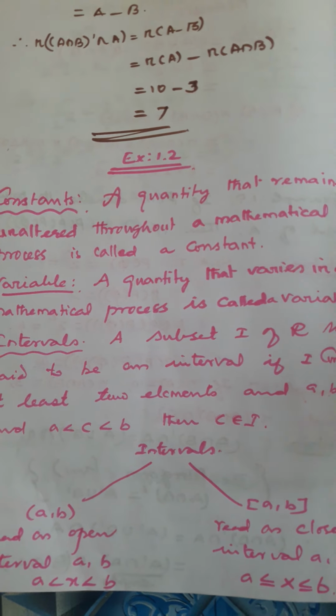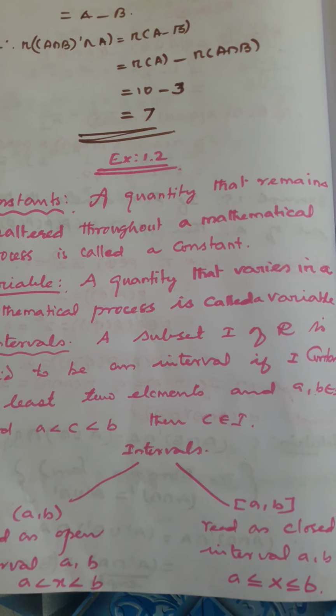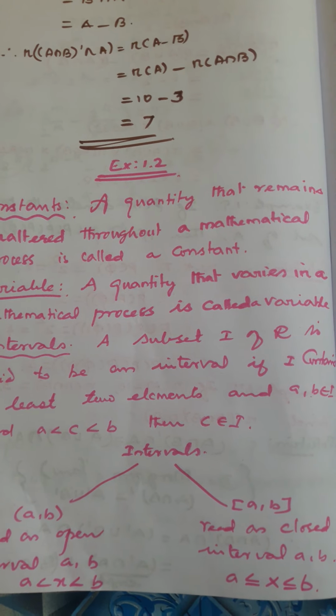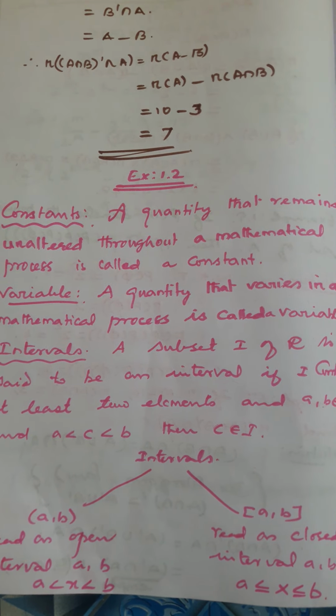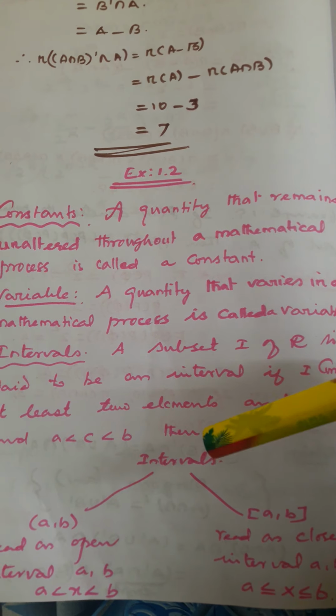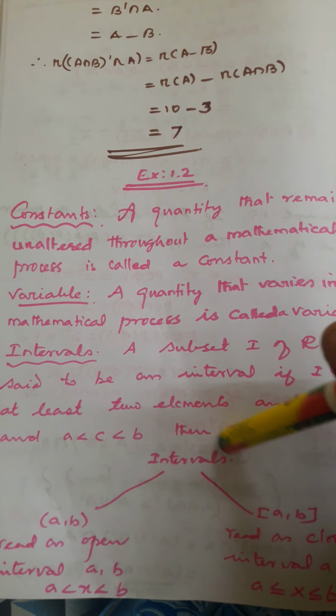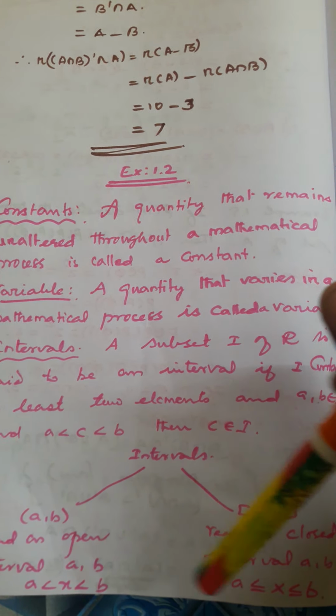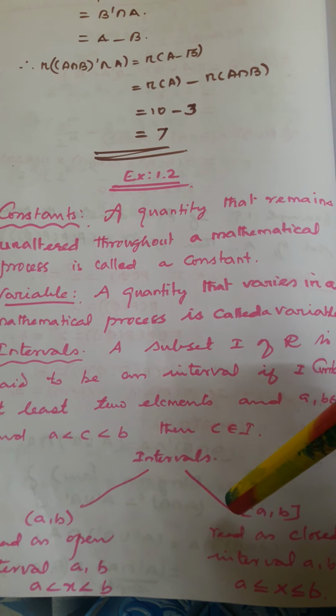For example, interval, you know, in our time table, 10 to 10:15 you have break time, like that 12 to 12:30 you have break time, that is called interval, right? So in intervals we have two types. The first one open interval, second one closed interval.